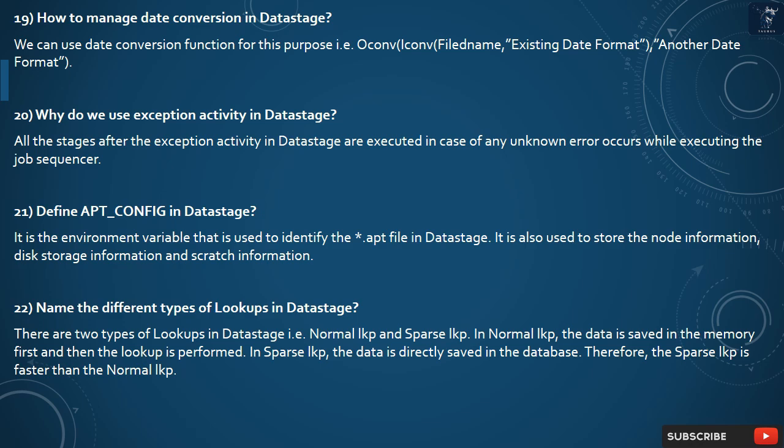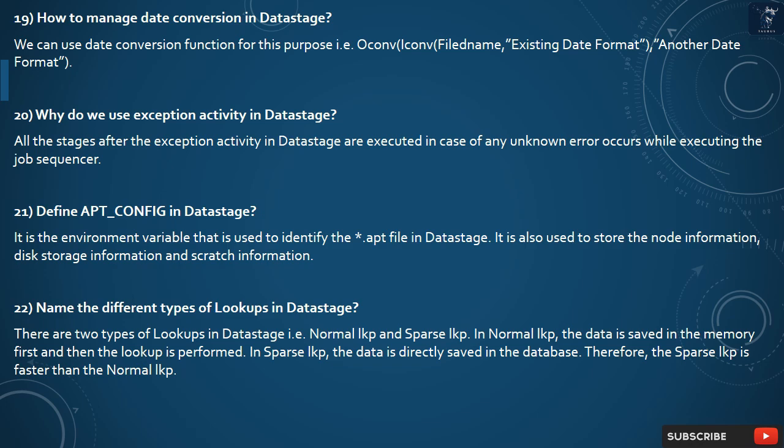19. How to manage date conversion in DataStage? We can use the date conversion function for this purpose, i.e. oconv, iconv, file name, existing date format, another date format. 20. Why do we use exception activity in DataStage? All the stages after the exception activity in DataStage are executed in case any unknown error occurs while executing the job sequencer.